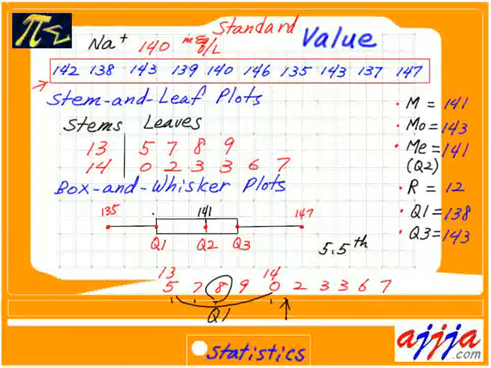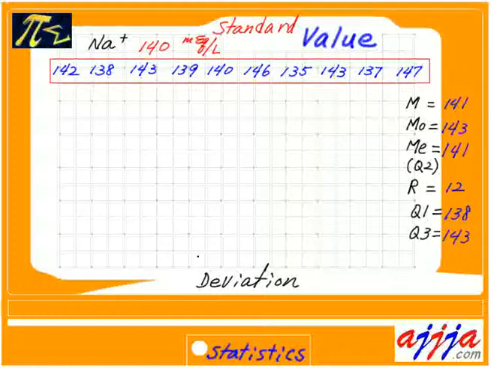So that's 138, the lower quartile. What about the upper one? See, 1, 2, 3, 4, 5, plus 1 is 6, divided by 2, number 3 again. See, 1, 2, 3, which is 143. That's Q3, 143. Fantastic. And that's the real world right here.